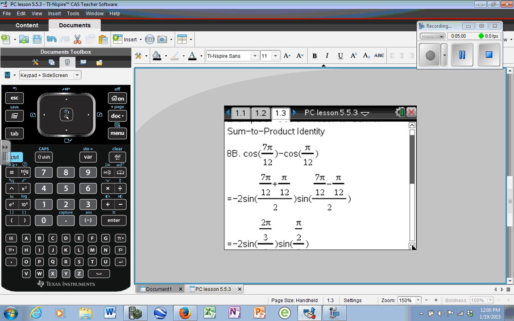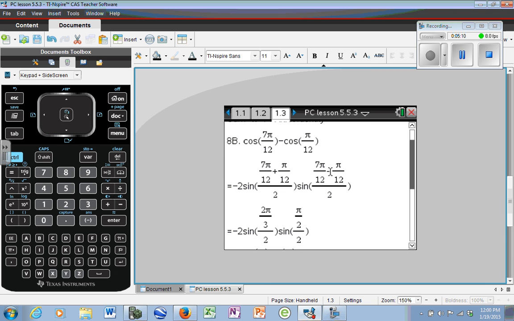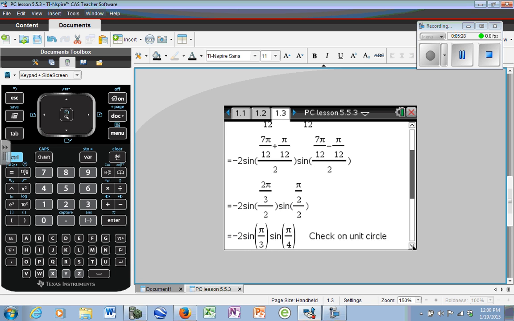And now we think in fractions. 7/12 plus 1/12 is 8/12. And 8/12 is 2/3. 7/12 minus 1/12 is 6/12, or 1/2. So that's where the 2 pi over 3 comes from, and the pi over 2. And the next step would be that those have to be divided by 2, and dividing by 2 is the same thing as multiplying by 1/2. 2/3 times 1/2 is pi over 3.